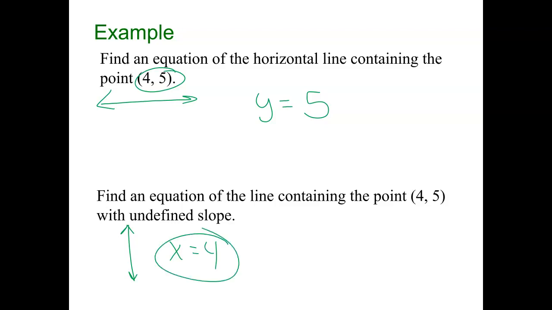x equals 4. Because I had the point 4, 5. I also had the point 4, 4, and 4, 3, and 4, 2, and 4, 1, and 4, 6, and 4, 7. x is always 4. Now the slope is undefined, which would be a number over 0, which is why we get that undefined slope, but the equation is x equals 4. What's the slope of a horizontal line?